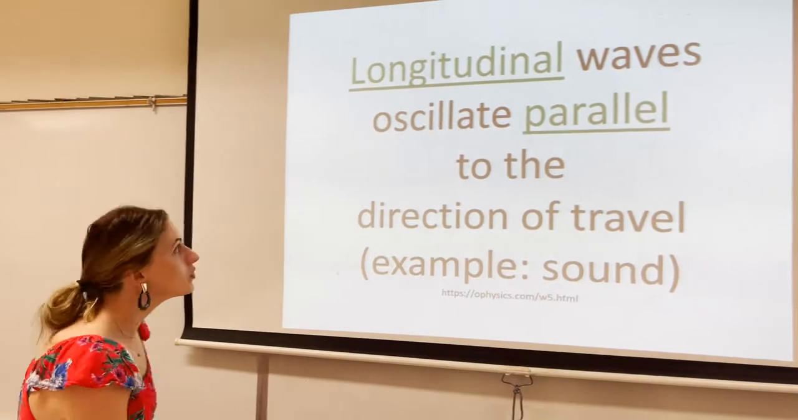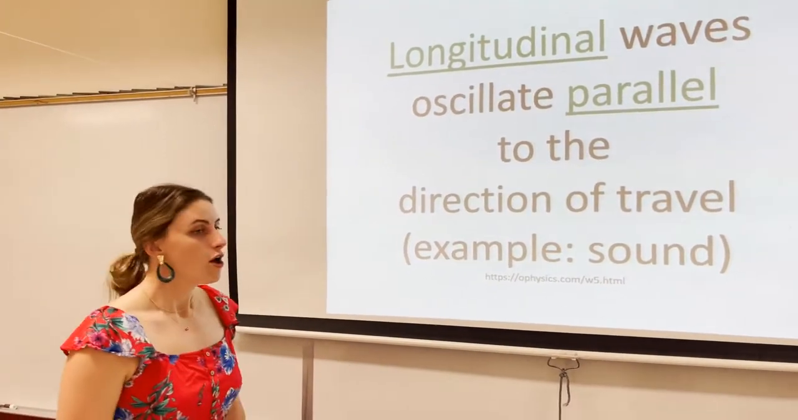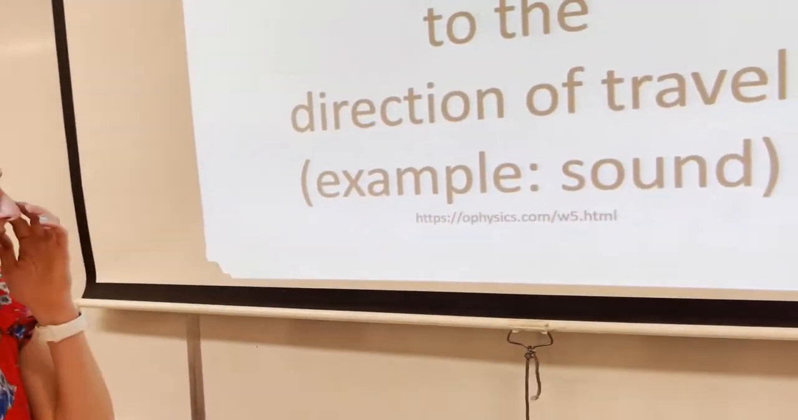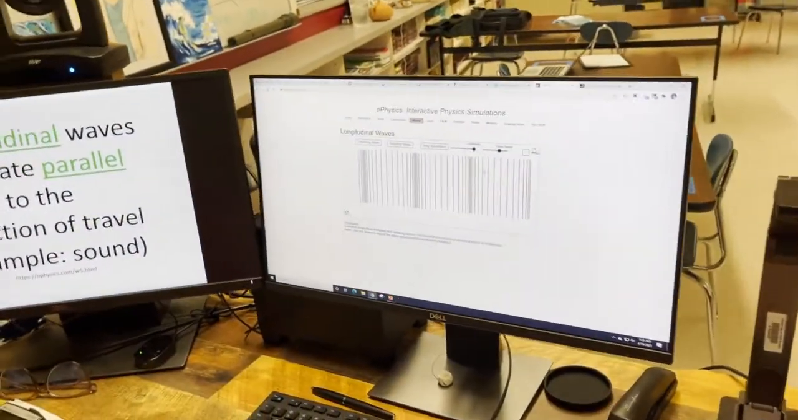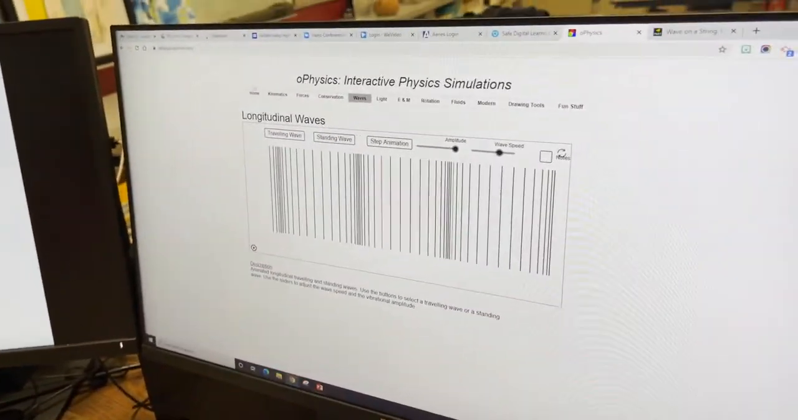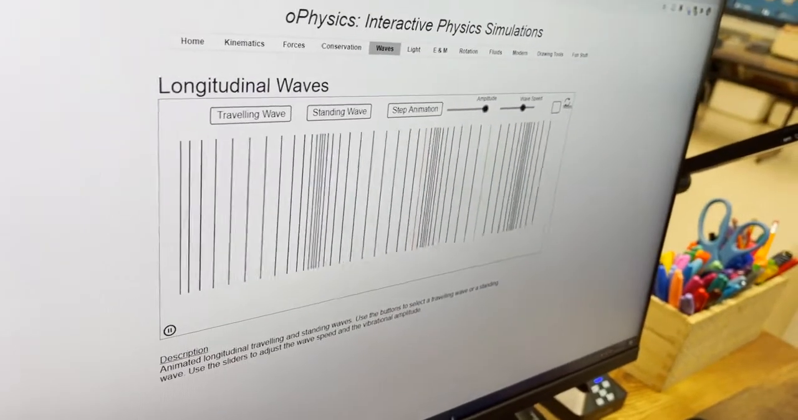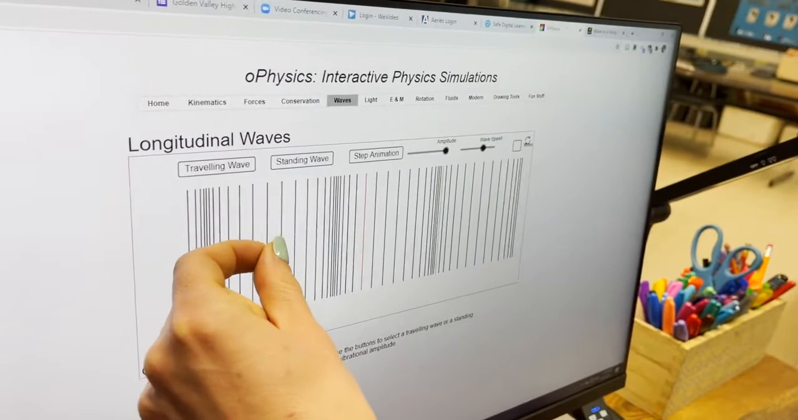A longitudinal wave oscillates parallel to the direction of travel. The classic example of a longitudinal wave is sound, and we'll spend a whole unit on sound. So here, these are longitudinal waves, and you can think about this like a slinky. We've got some pulling and some squeezing here, right?